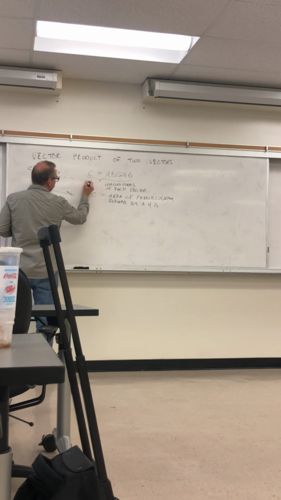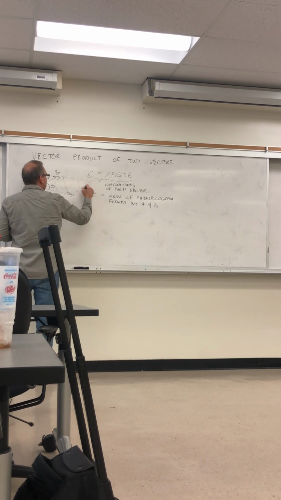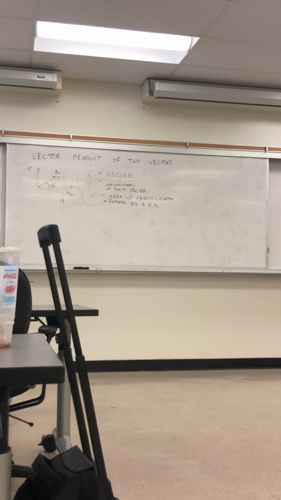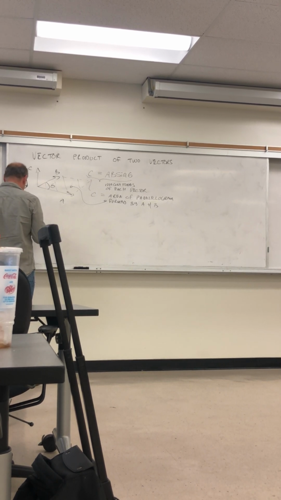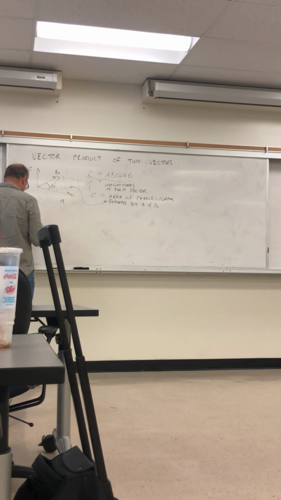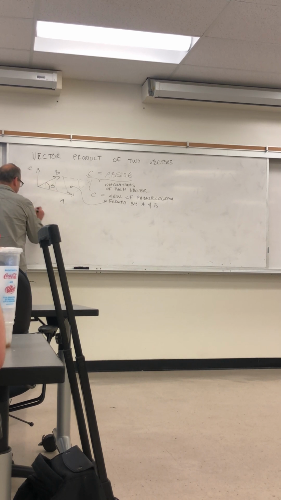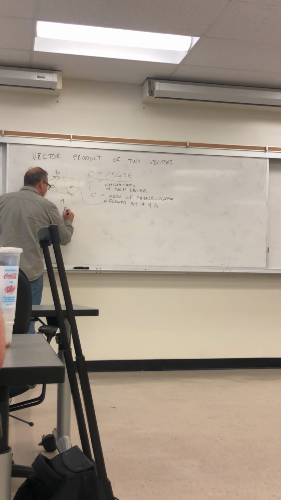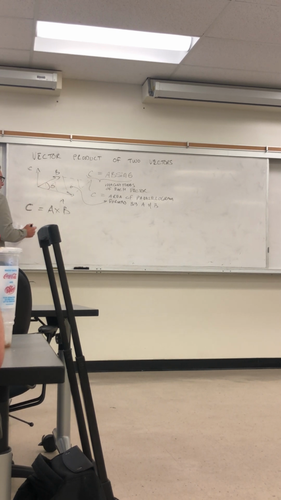So here's the parallelogram. And the vector C equals vector A cross vector B. This is called the cross product, or vector product.